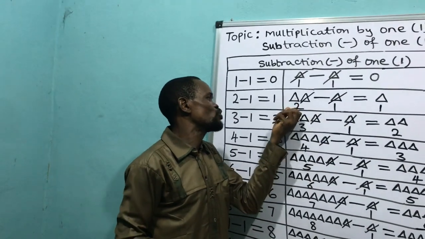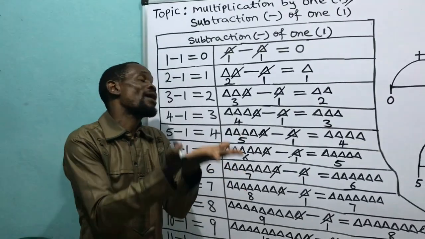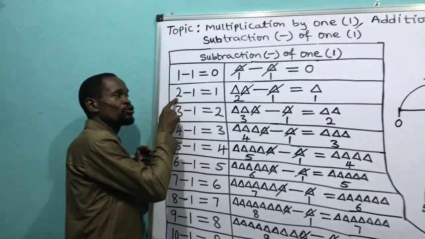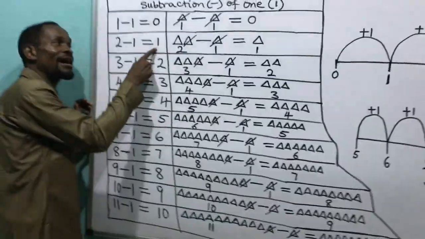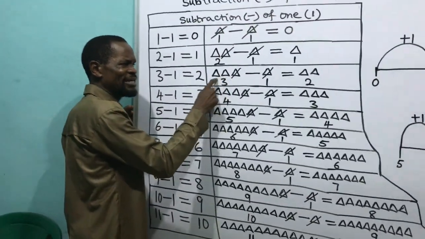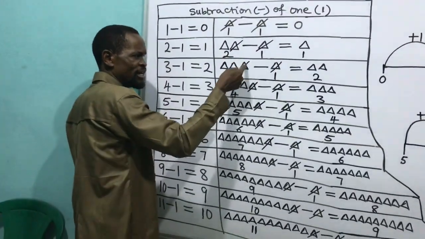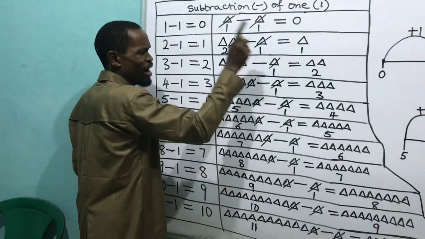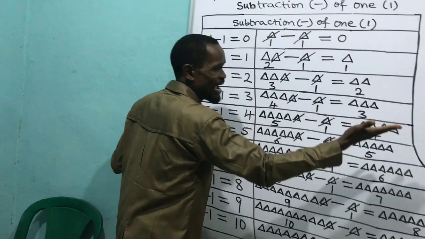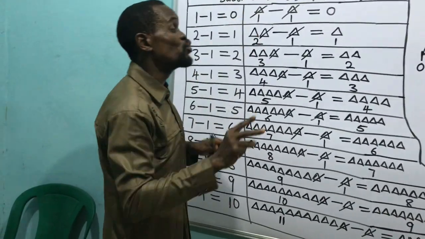So out of my two triangles, if you remove one, I will have one triangle left. And that's what we say: two, remove one, gives me one. The answer is one. Then coming to this, I have three triangles. I remove one from these three triangles. This one I have cancelled. I have removed one from the three triangles I have. I will have two triangles left in my hand. I have three triangles and someone comes and picks one, I will be left with two triangles.